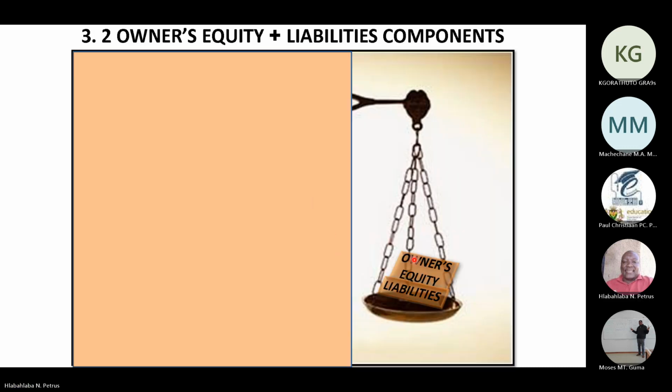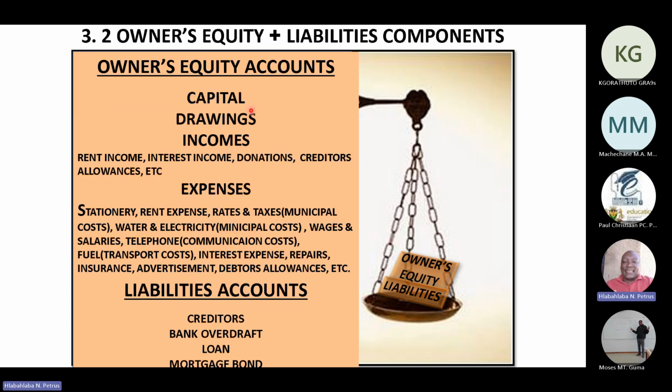And then our owner's equity accounts. Our owner's equity accounts are capital, drawings, incomes, rent income, interest income, donation, creditors allowance. These are the ones that I did in the previous presentation. I explained in detail the different types of incomes and expenses that we have. So those expenses that we have, they fall under the owner's equity.